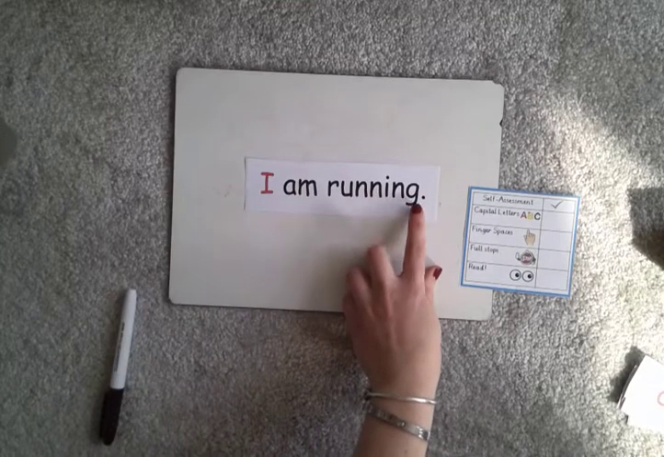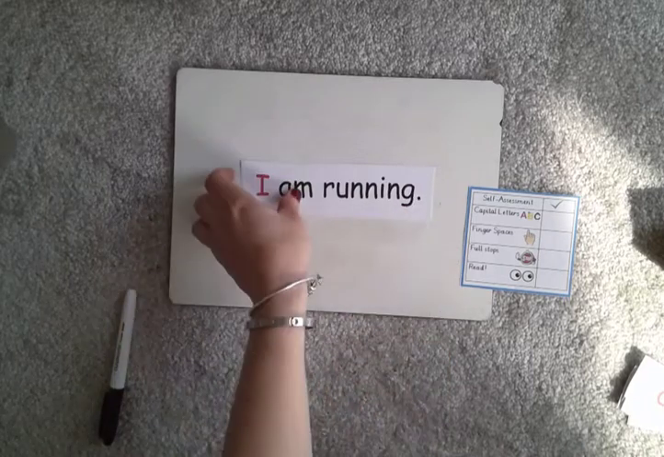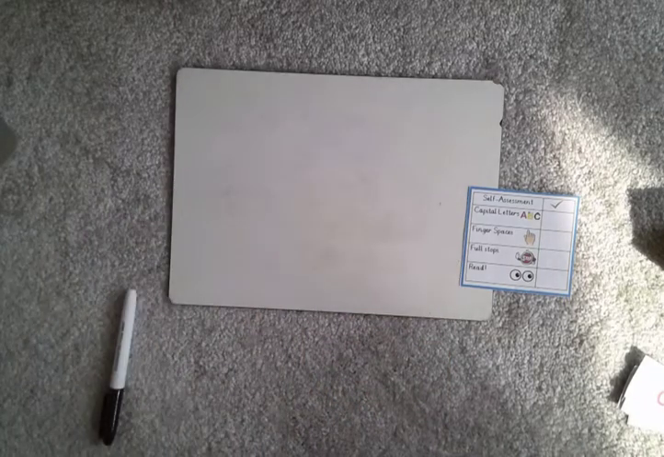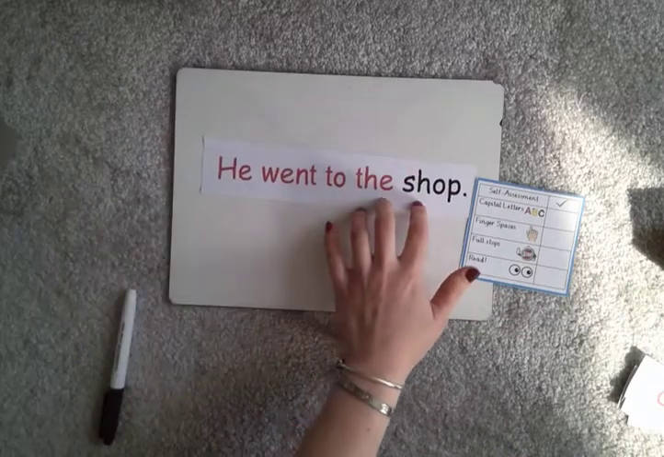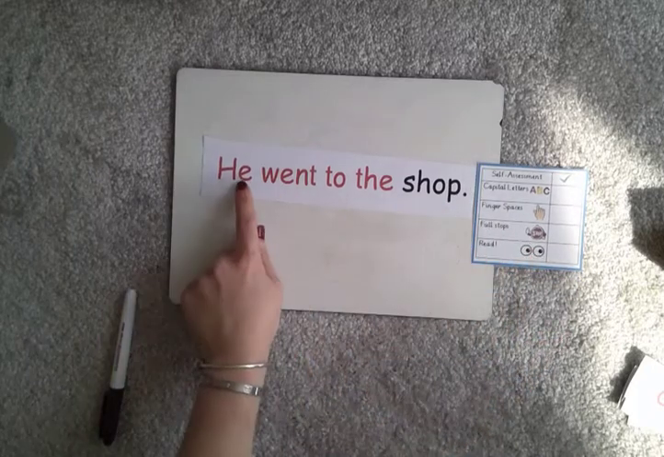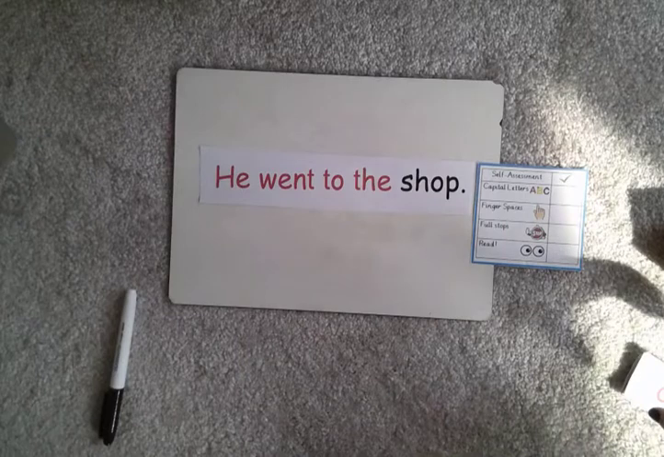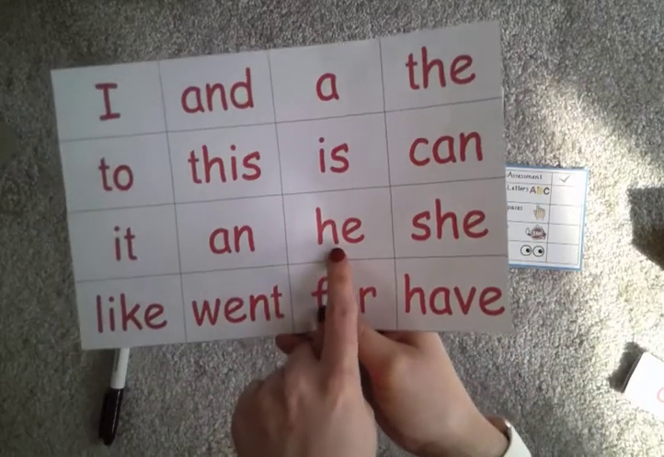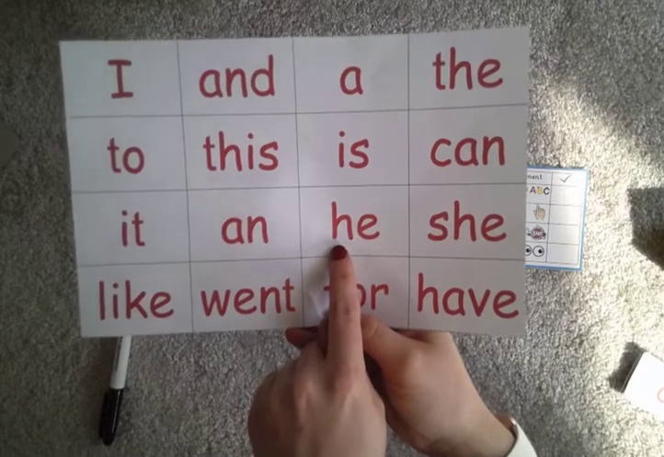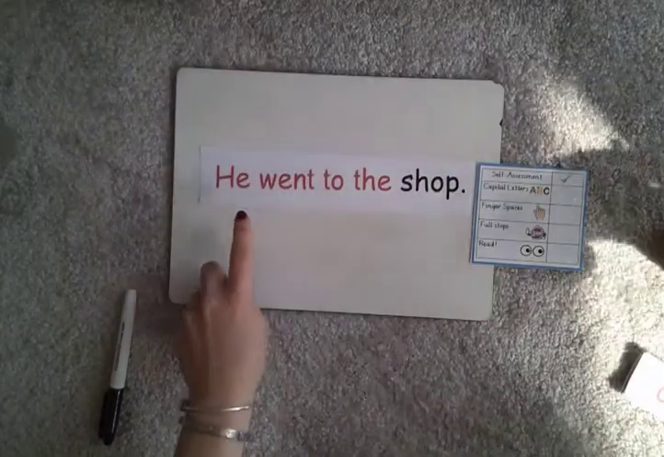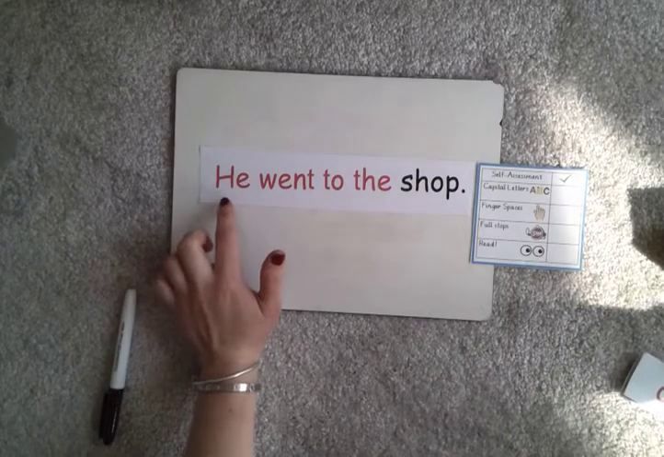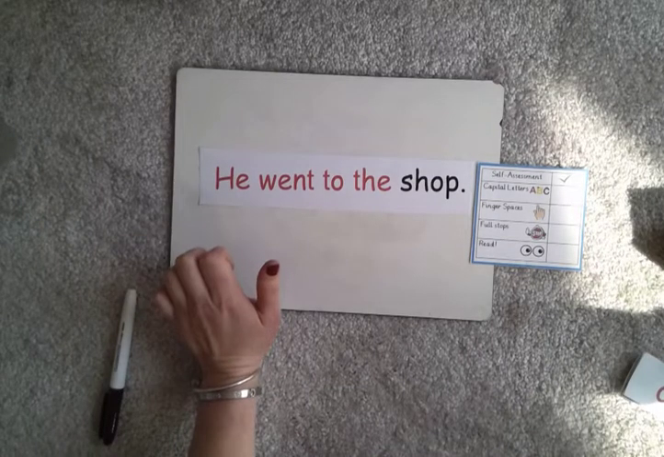Next sentence. He went to the shop. And tick or fix. It's a bit longer now, so really concentrate. He. Now notice that your he that was on your flashcard looked like this. Okay, we had a small sound. But because my he is at the start of my sentence this time, I've made sure that I've got a capital H letter there. Okay. So just tick or fix. If you haven't got a capital there, just fix it and then you can tick it.